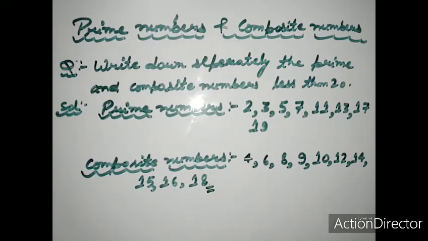Now there is one important question related to prime and composite numbers here. What is the greatest prime number between 1 and 10? So which is the greatest prime number between 1 and 10? Right, 7 is the greatest prime number between 1 and 10.